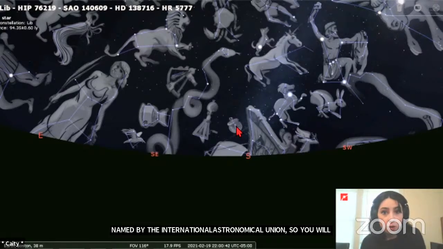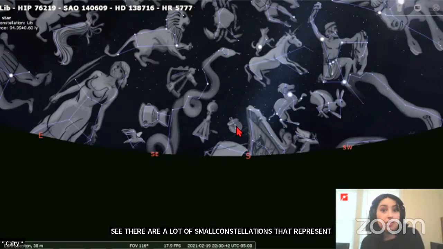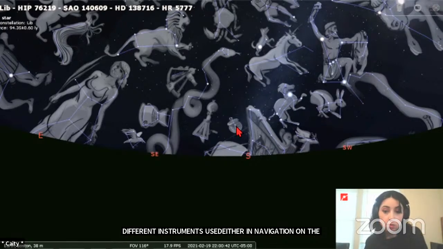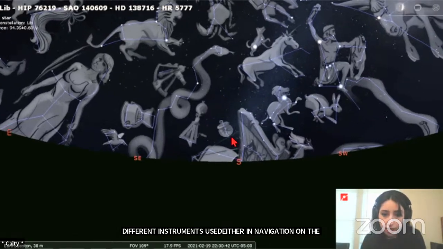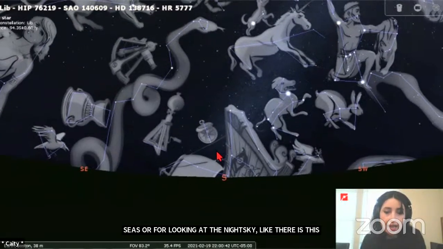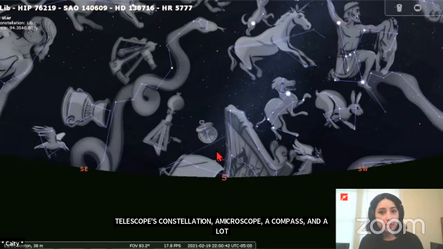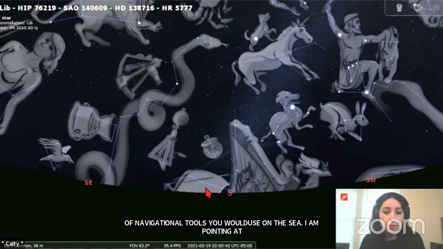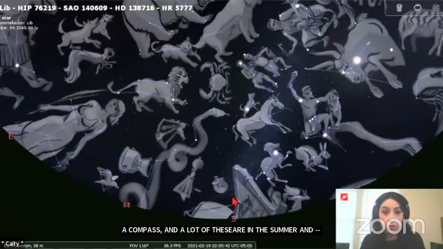Like there's a telescope constellation, there's a microscope, there's a compass, and a lot of navigational tools that you would use on the sea. So right here, I'm pointing at a compass. And a lot of these are actually in the southern hemisphere. So you wouldn't normally see them up here, or you wouldn't ever really see them up here in the northern hemisphere. But these are all named by the International Astronomical Union.